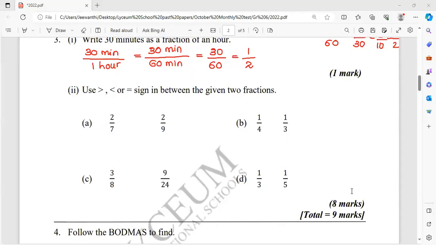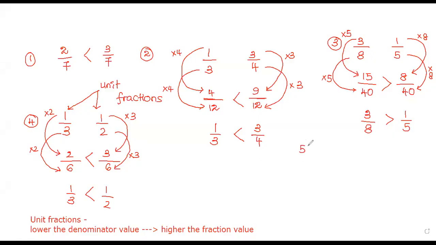So I'm going to the question again. Look at this. You want to compare things. I will explain this one also. If you have something like this, the fifth example, I will take the fifth example here. You have 3 over 5 and 3 over 7.